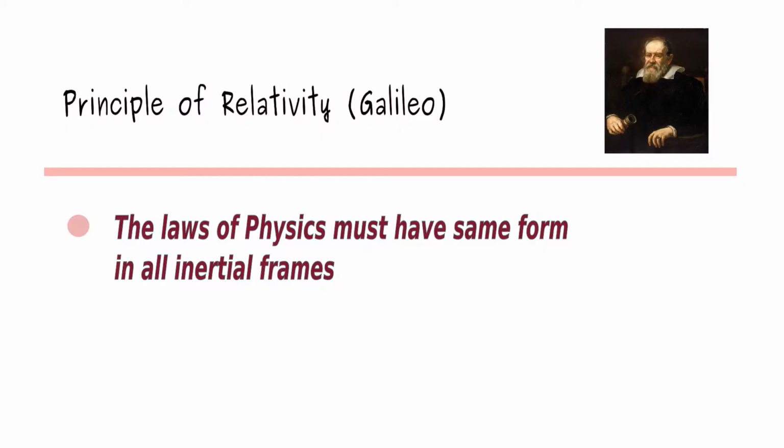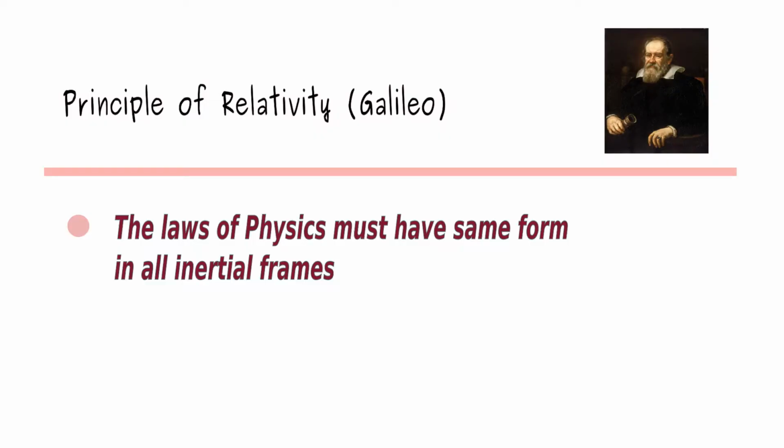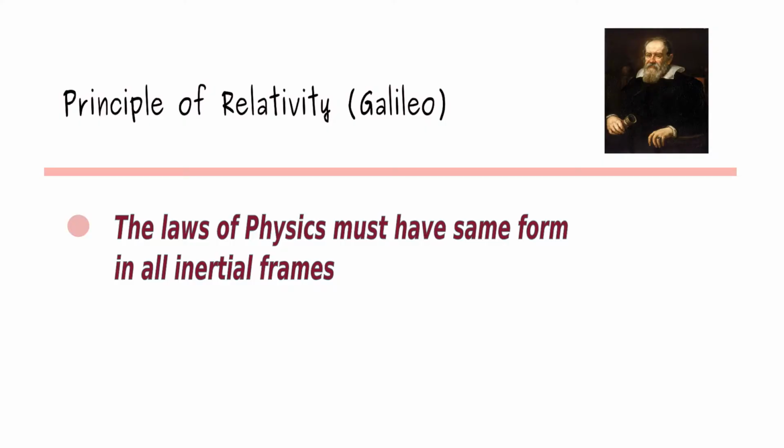The principle of relativity was in fact first advocated by Galileo, and it says the laws of physics should have the same form in all inertial frames of reference. But have you ever thought, what does it really mean? Should the laws be exactly the same? Or can they even vary?